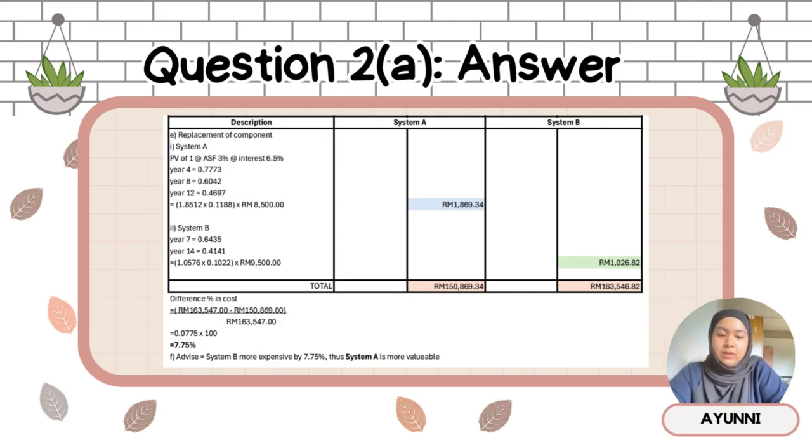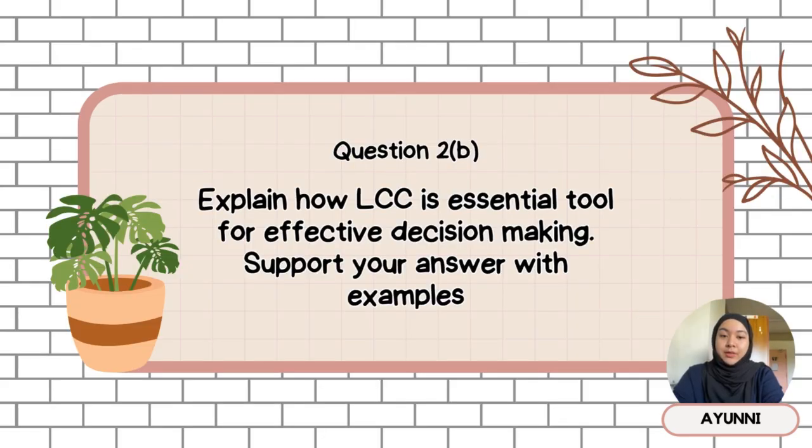So lastly, the total cost is calculated by summing up the overall cost that we've gained from initial cost, operation and running costs, ticketing costs, servicing, and including the replacement cost just now. So therefore, it can be concluded that for this equation, system A is more valuable after determining the percentage difference for both systems, as the overall cost for system B is more expensive by 7.75% compared with system A. Next, I'll proceed with the next equation related to LCC, which is question 2B here.